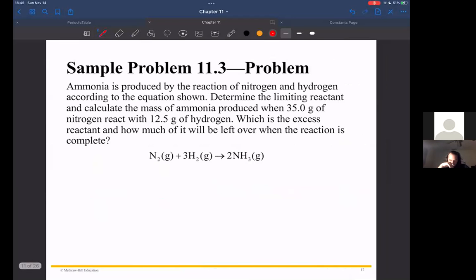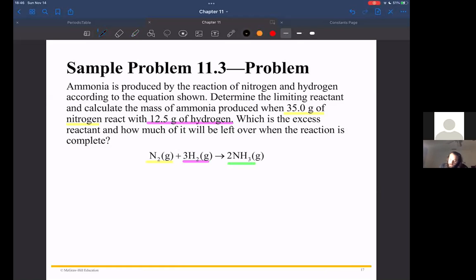Okay, so let's do an example here. Ammonia is produced by the reaction of nitrogen and hydrogen according to the equation shown below. Determine the limiting reactant and calculate the mass of ammonia produced if 35 grams of nitrogen, so that's this one, is reacted with 12.5 grams of hydrogen. I want to figure out which one's limiting and which one is excess. How much of my product is actually going to be produced if I mix 35 grams of nitrogen gas and 12.5 grams of hydrogen gas?